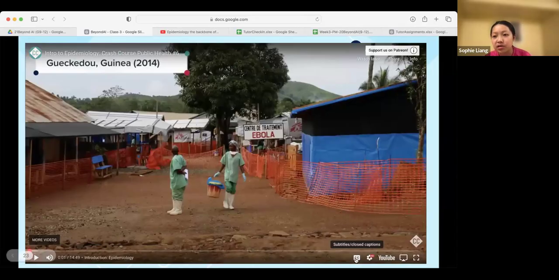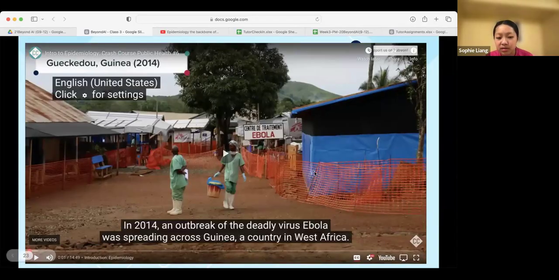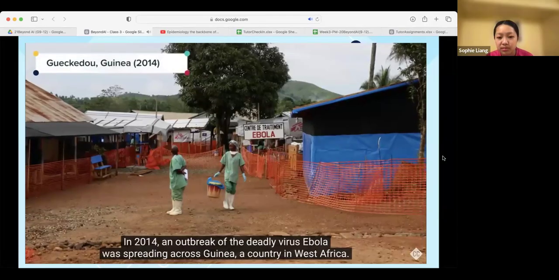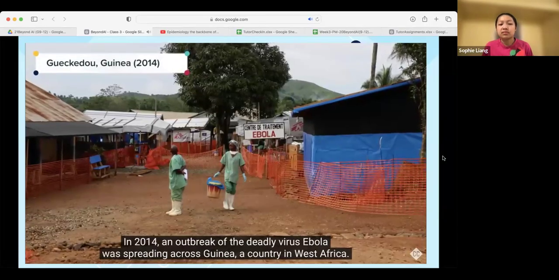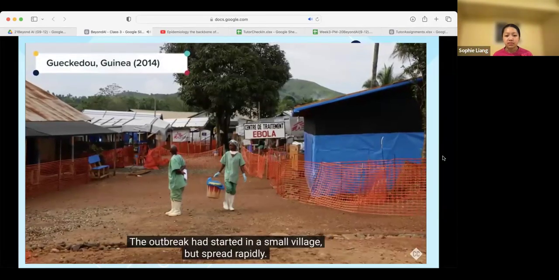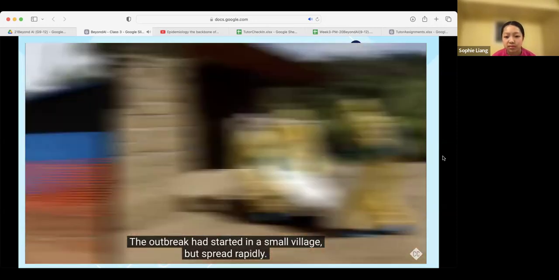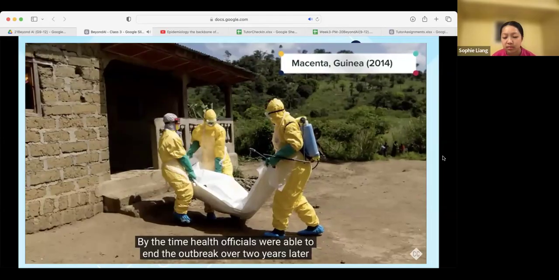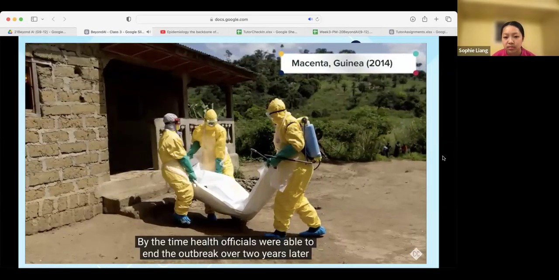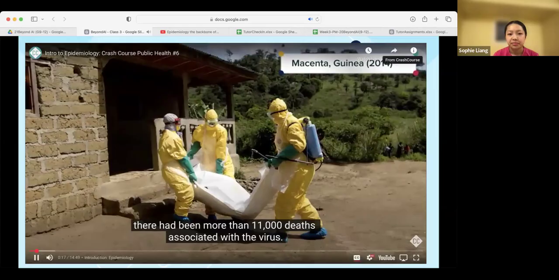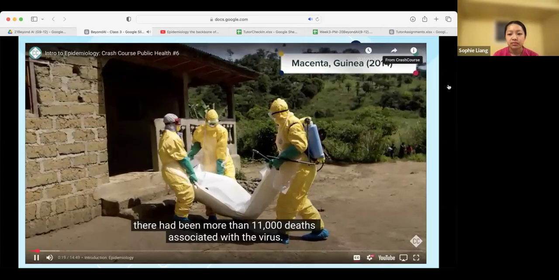In 2014, an outbreak of the deadly virus Ebola was spreading across Guinea, a country in West Africa. The outbreak had started in a small village, but spread rapidly. By the time health officials were able to end the outbreak over 2 years later, there had been more than 11,000 deaths associated with the virus.